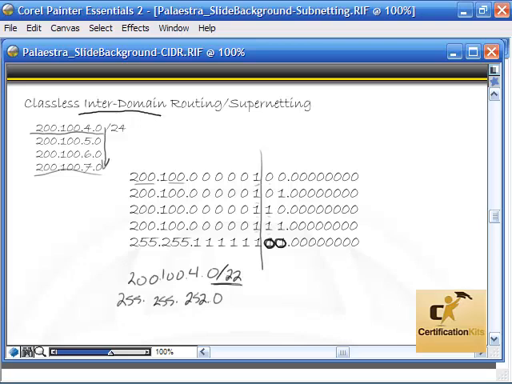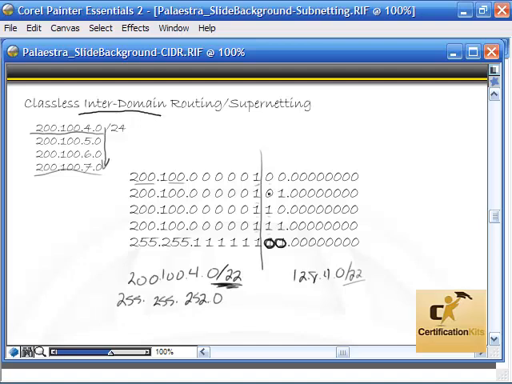Just because I see something like that doesn't mean it's CIDR. If I had a class A network address, like our 12, something like this, and a /22, that's not CIDR because that's a subnetted class A. CIDR is taking multiple network addresses and grouping them together like I did here, and this is called CIDR notation, but it's also called bitwise notation.